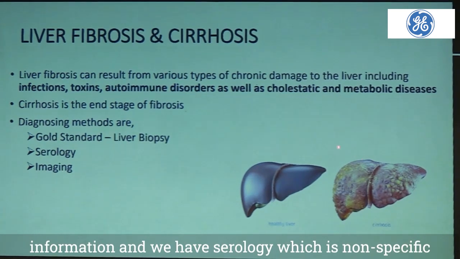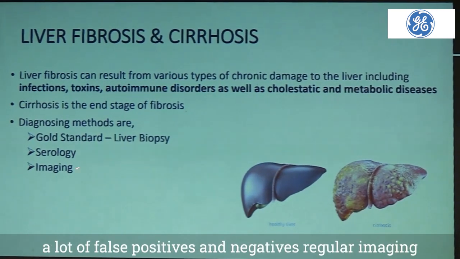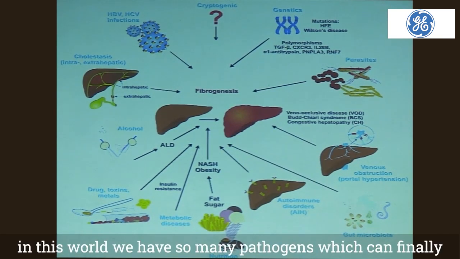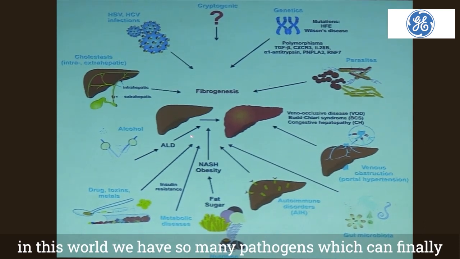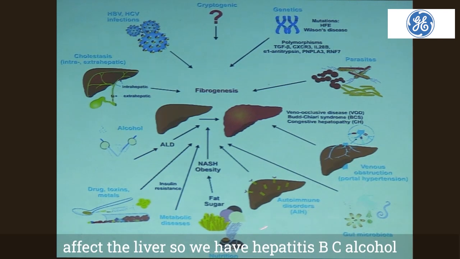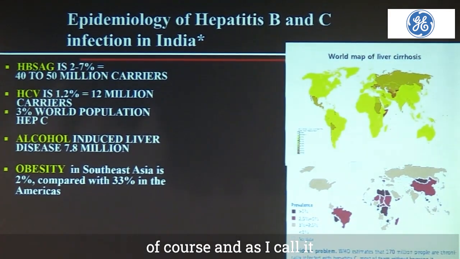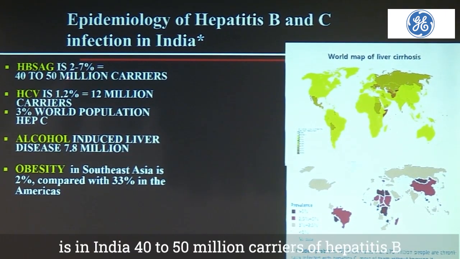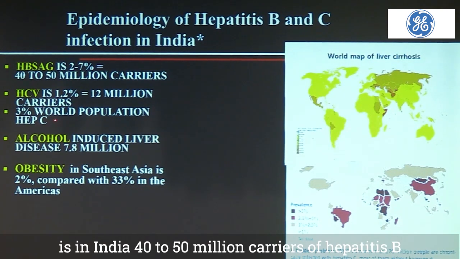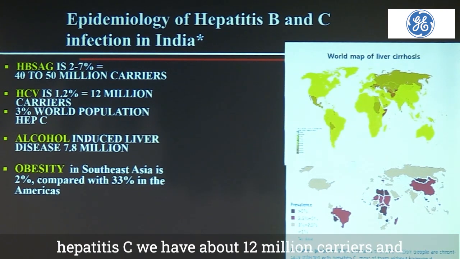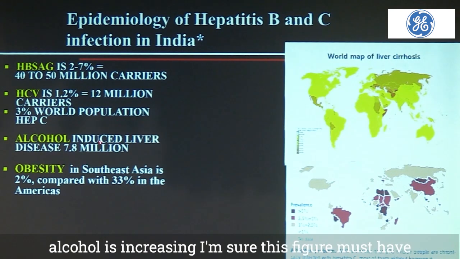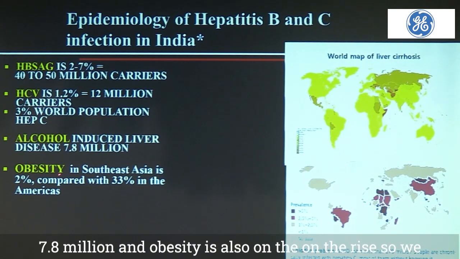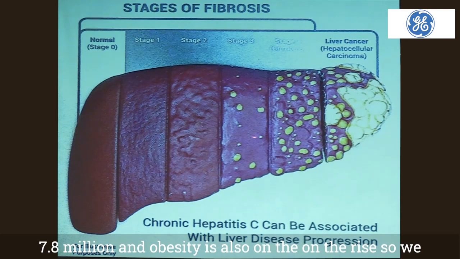And we have serology, which is non-specific, with a lot of false positives and negatives, regular imaging, and of course biopsy. And you can see that today in this world we have so many pathogens which can finally affect the liver. So we have hepatitis B, C, alcohol, of course, and what I call the McDonaldization of society. In India, we have about 40 to 50 million carriers of hepatitis B. Hepatitis C, we have about 12 million carriers. And alcohol is increasing. I'm sure this figure must have gone up in the last 2-3 years with COVID, 7.8 million, and obesity is also on the rise.